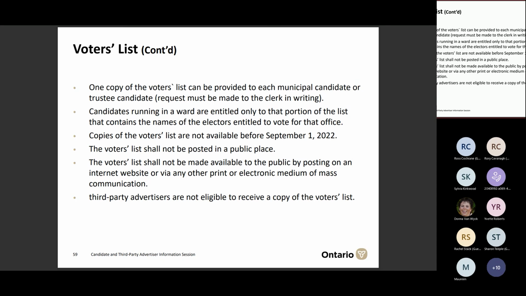Now, this is really important. The voters list shall not be posted in a public place. The voters list shall not be made available to the public by posting on an internet website or via any other print or electronic medium of mass communication. Third-party advertisers are not eligible to receive a copy of the voters list. Candidates running in a ward are entitled only to that portion of the list that contains the names of the electors entitled to vote for that office. Next slide, please.